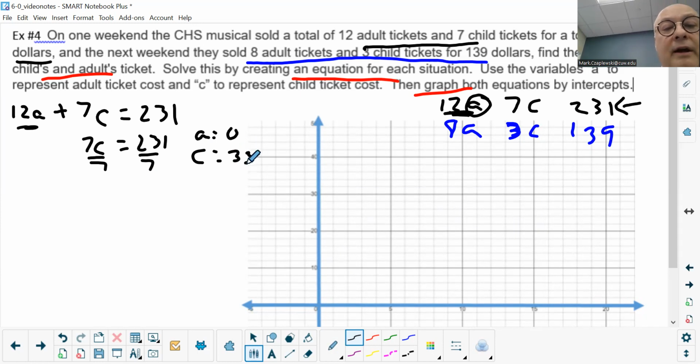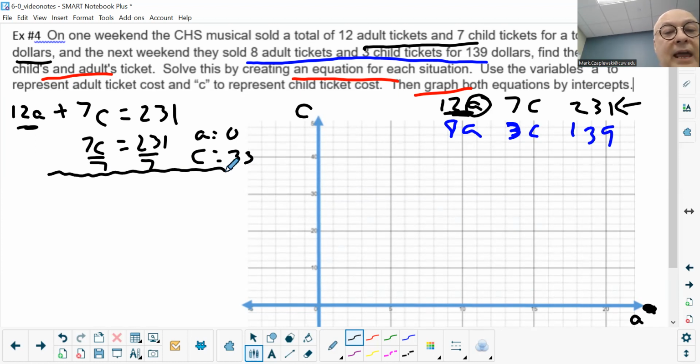Now, when you graph this in a moment, we're going to have these x and y axes. This is normally the x-axis down here, but I'm actually going to call it the a-axis because that's my variable. And this I'm going to call the c-axis instead of y because my two letters are the cost of the adult ticket and the cost of the child ticket. So then I'm going to have to do this again. So I'll put a little wiggly line here.